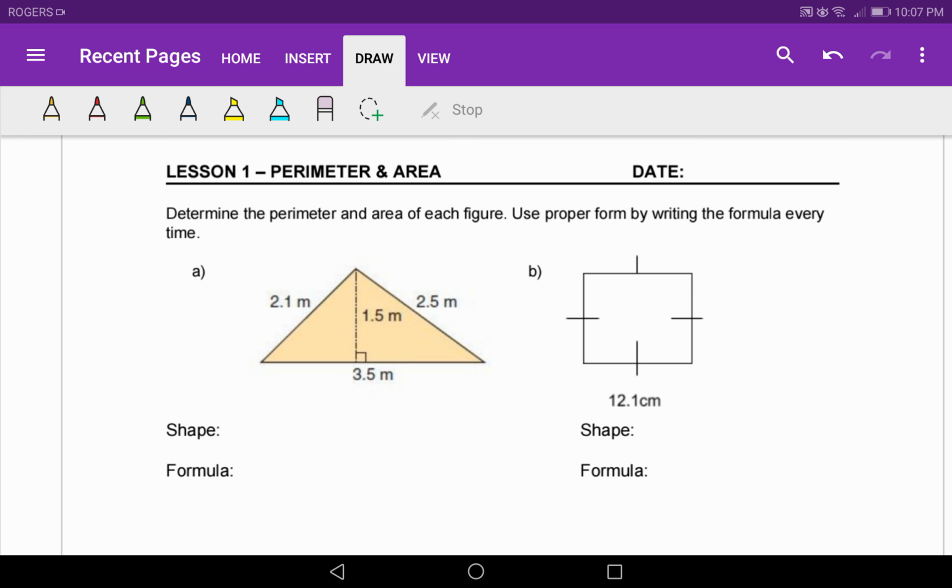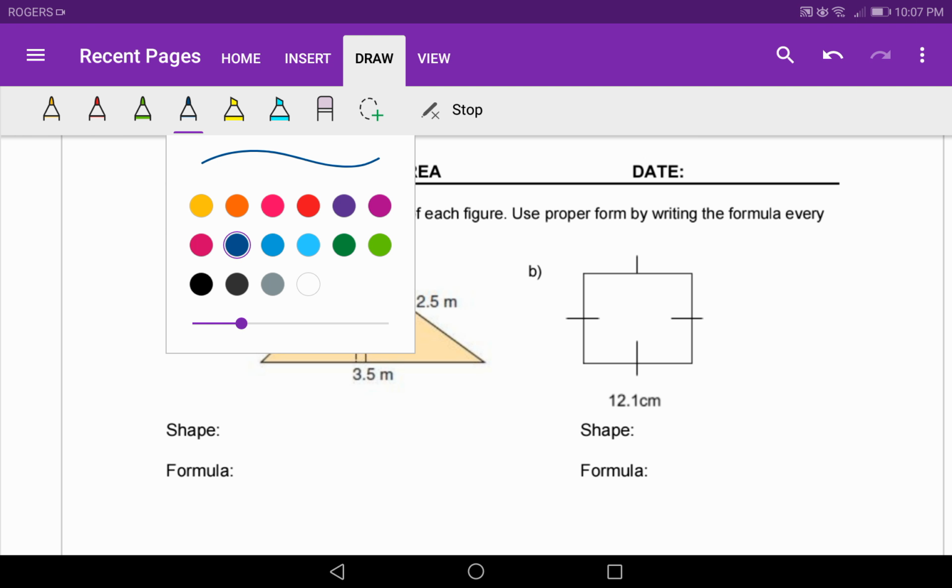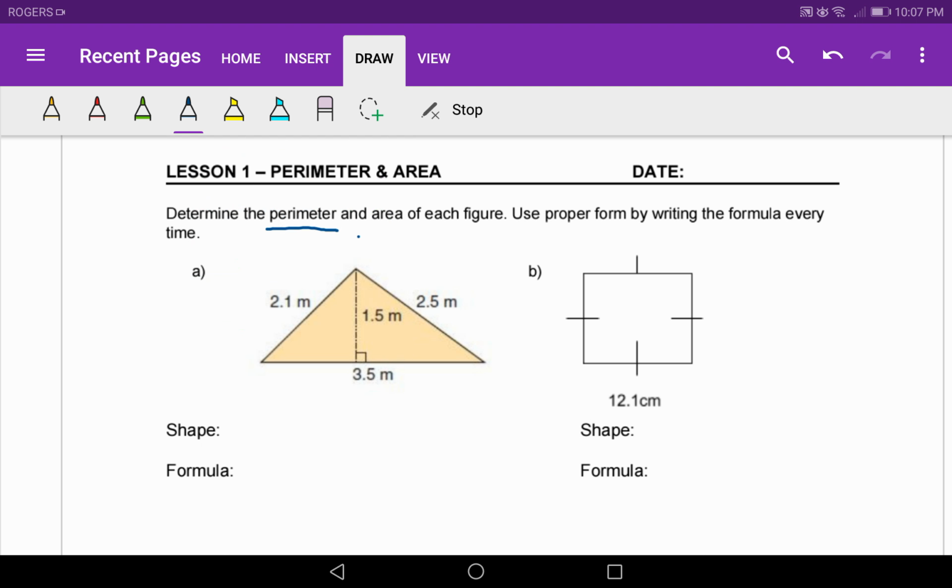It says, always read the instructions, right? It says to determine the perimeter and the area of each figure. So we're going to find both. And we've been given enough information here. It's up to us to find the right formula and plug in the numbers where they need to go in order to find the perimeter and area. So we know that, of course, this is a triangle.